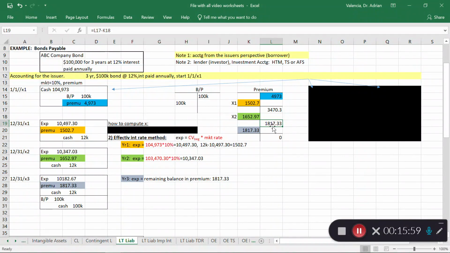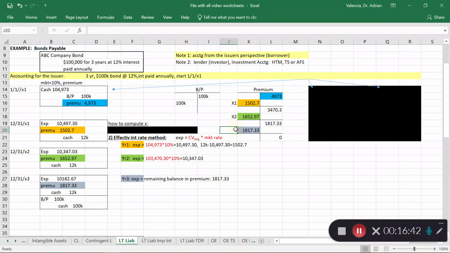Now my ending balance is going to be 1,870. Now, I'm sorry, 1,817. The last year is one that is a little quirky. I will not do this calculation because the last year I just need to get rid of the remaining balance. So it's almost like you're now making this the plug figure. So for the last year, I'm going to just take out the whole premium that remains in there, 1,817. This doesn't change, so the difference is going to be your expense. And if you were to do the computation of carrying value at the beginning times the market rate, it would come out to be very close to that. Okay? So there's your calculation for the third interest payment.